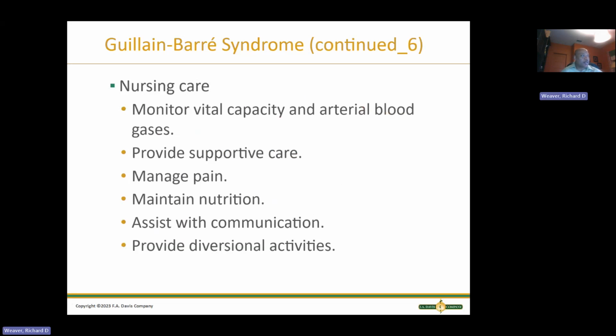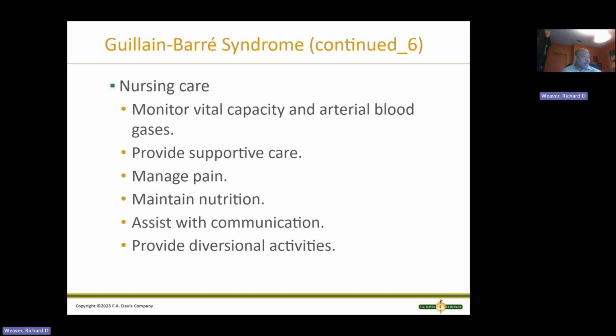As far as nursing care, we monitor the vital capacity. This is how we monitor the lungs. We do a pulmonary function test to determine that their breathing is not compromised. Arterial blood gases, rather, can tell us if the patient is having respiratory compromise. We also provide supportive care. Remember, we're basically treating these different symptoms like fevers or whatnot. We give an antipyretic. Pain, we treat the pain. Whatever the issues are, we're providing supportive care essentially.